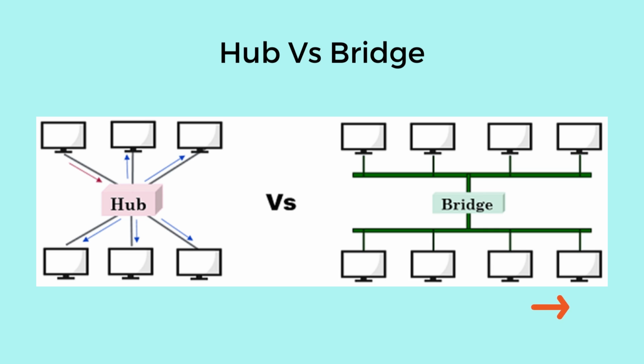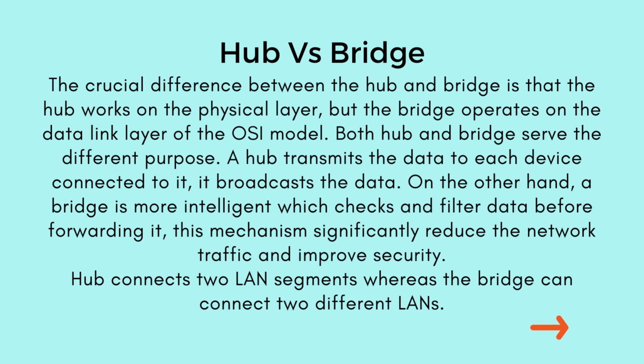Hub versus bridge. The crucial difference between the hub and bridge is that the hub works on the physical layer, but the bridge operates on the data link layer of the OSI model. Both hub and bridge serve different purposes. A hub transmits the data to each device connected to it. It broadcasts the data. On the other hand, a bridge is more intelligent, which checks and filters data before forwarding it. This mechanism significantly reduces the network traffic and improves security. Hub connects to LAN segments, whereas the bridge can connect to different LANs.